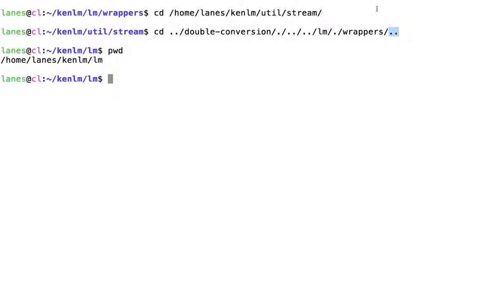Dot dot refers to the parent of the current working directory. So dot dot slash double conversion slash dot slash dot slash lm slash wrappers slash dot dot refers to home lanes kenlm lm.